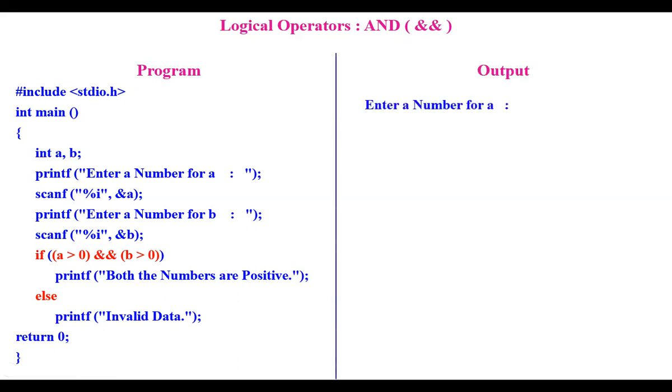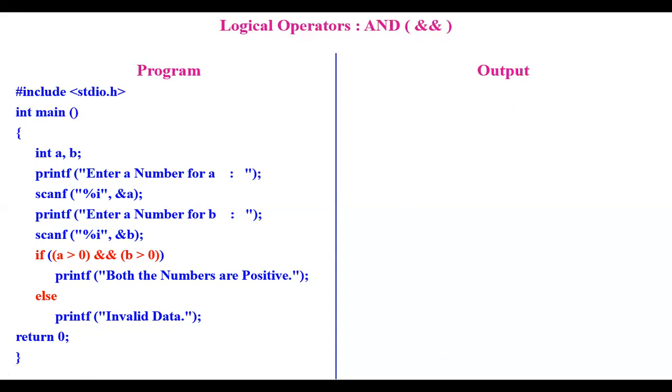Compile the program and execute it, and it asks for the value of A. Suppose we give 50, it is asking for B. We have given 100. So both the conditions are met here. A is greater than 0, B is also greater than 0. So it gives as output the first statement: both the numbers are positive. So this is the way of testing it.